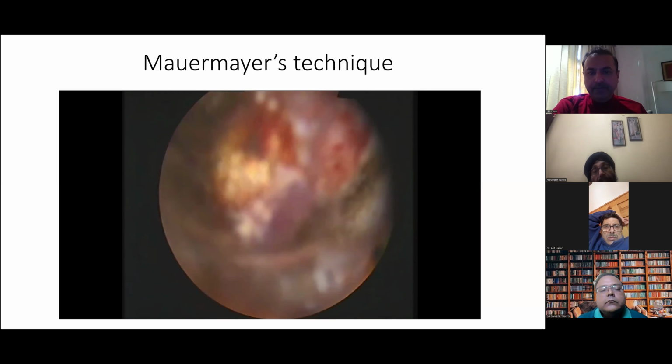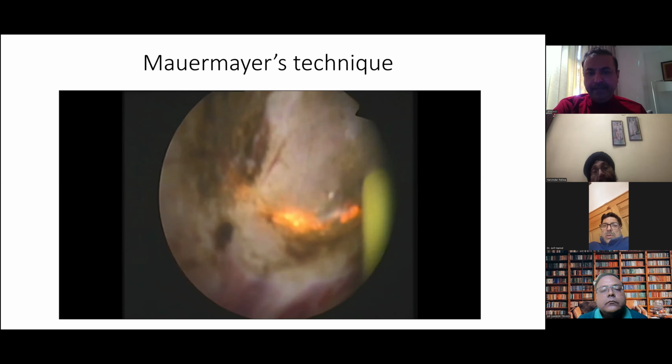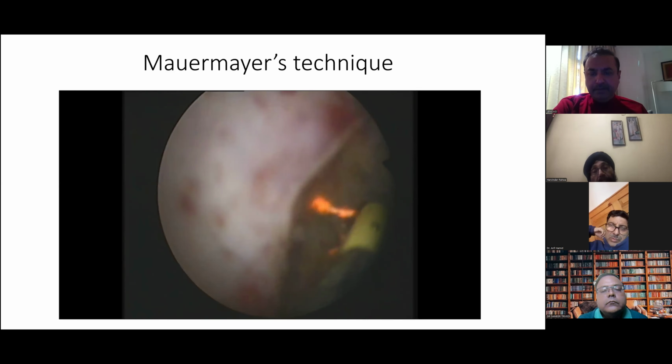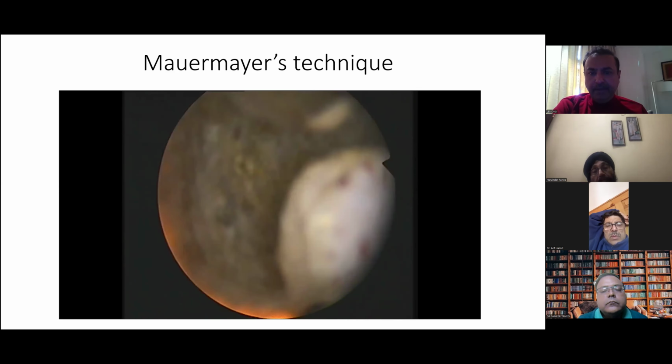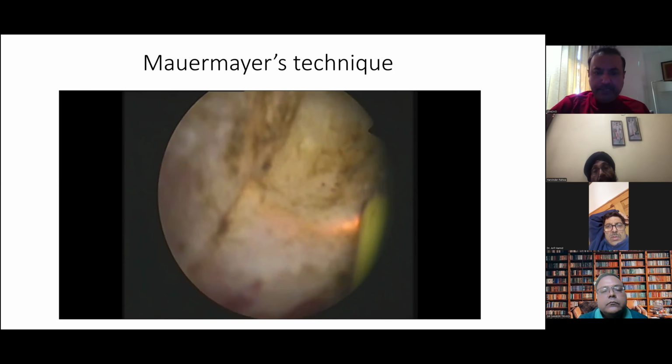So there I go. Once I have started going there, my first aim is to see the circular fibers of the bladder. So again, I'm not pulling it very fast. I'm just pulling it very slowly here. You can see that.